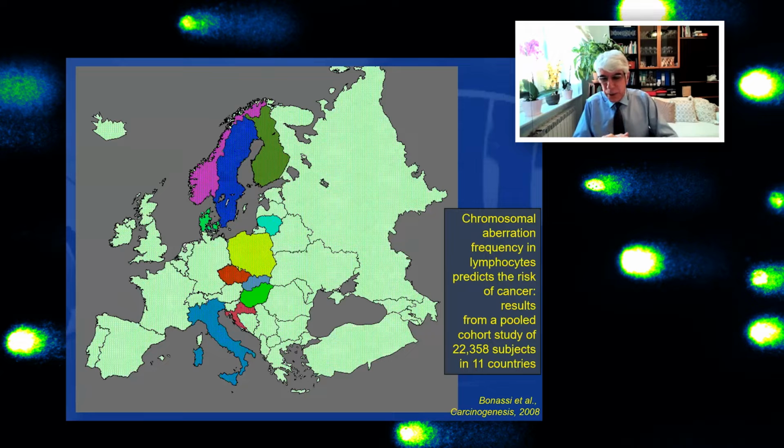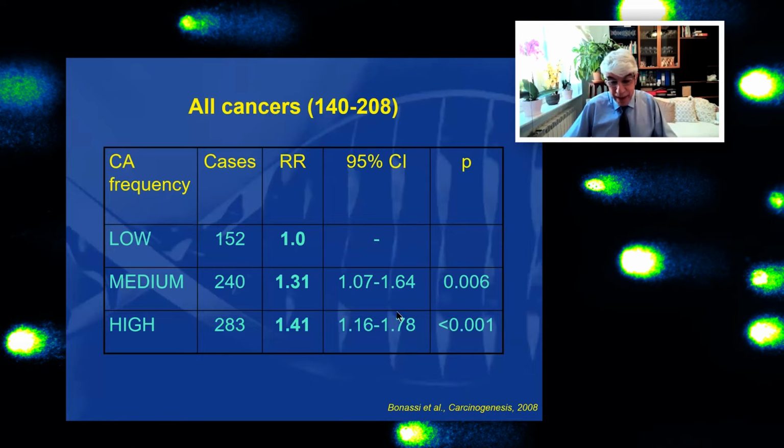A little later, in 2007, 2008, we were able to create a very large cohort of 22,000 subjects, adding a group of Central Eastern European countries to the Italian and Scandinavian countries, and we got results. It was quite clear that people in the high tertile and the medium tertile of chromosomal aberrations have a significantly increased risk of dying or getting a cancer than people in the lowest tertile.